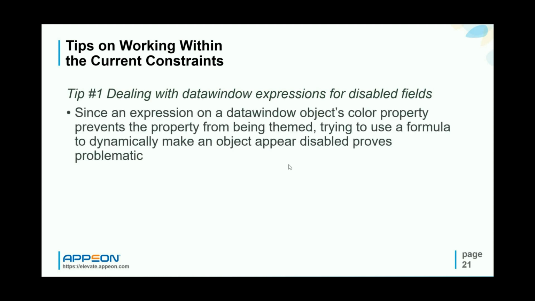Okay, tips. I have two tips I wanted to show you for working within these constraints. The first is dealing with data window expressions for disabled fields. If you are using data window expressions to make a field appear disabled based on another value in a row, as I mentioned, the theming engine's not going to touch that. So as a result, you're not going to get the correct theme for when it's enabled. It's going to maintain its design time color for its enabled state.